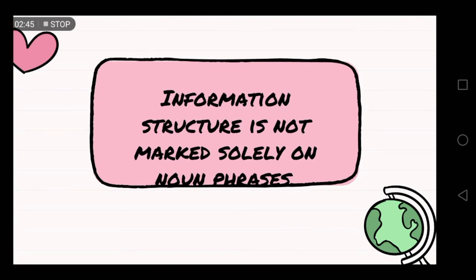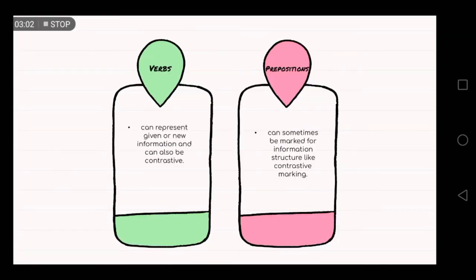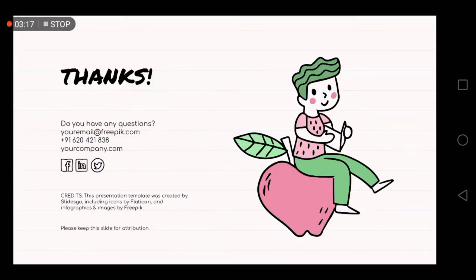To end my report, we should understand that information structure is not marked solely on noun phrases. We can use other parts of speech also, like verbs and prepositions. Verbs can represent given or new information and can also be contrastive. Prepositions can sometimes be marked for information structure, like contrastive marking. That's all for my report. Thank you.